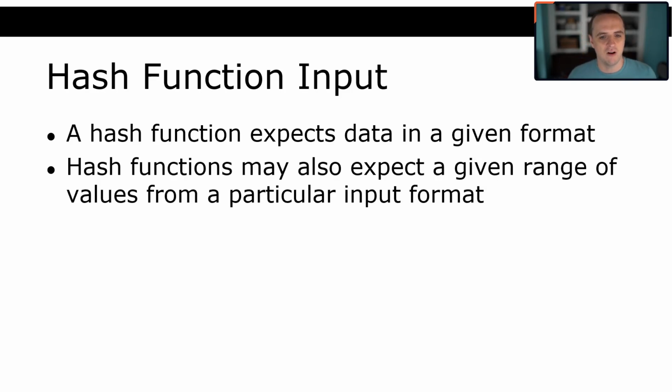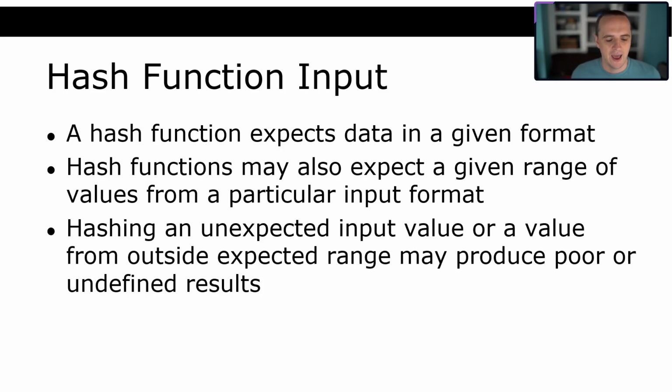Hash functions may also expect a given range of values from a particular input format. So it may say, for example, the input is going to be a floating point number between 0 and 1, or the input is going to be a string whose maximum length is 64, or it's going to be a file, and that file is going to be at most a gigabyte in size. Typically, a hash function does have some sort of notion of the input. So hashing an unexpected input value, or a value from outside the expected range, may produce poor or undefined results.